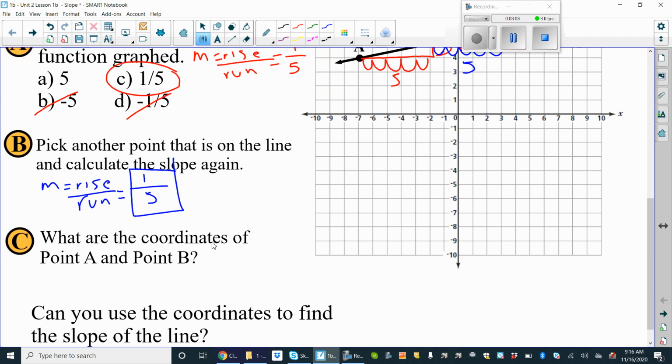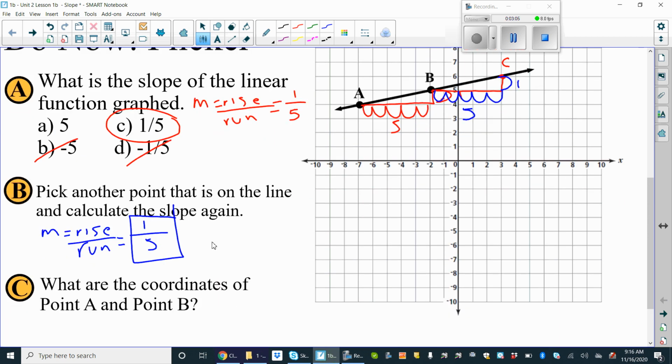Now, what are the coordinate points of point A and point B? So remember, when you're naming a coordinate, it's always x, then y. So think of the alphabet, x comes before y. And you always start from the origin, it's like a game. And you're going to say, okay, where on the x-axis do I need to go to? So you go over to -7. So for point A, our x-coordinate is -7. And then you have to go up to 4 for the y. So point A is -7, 4.